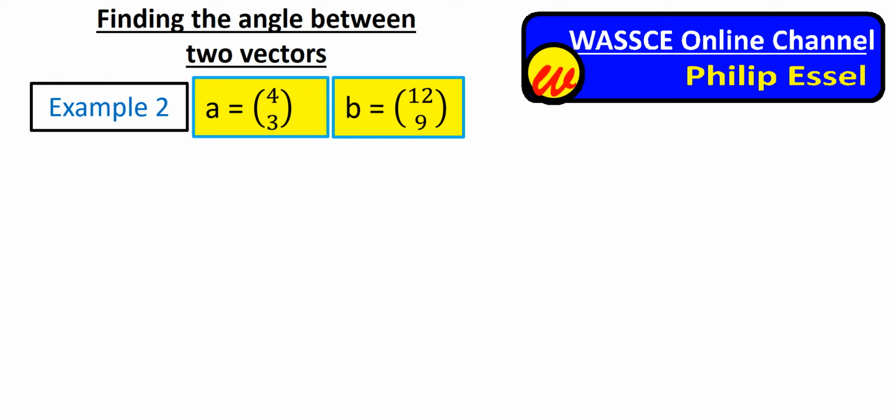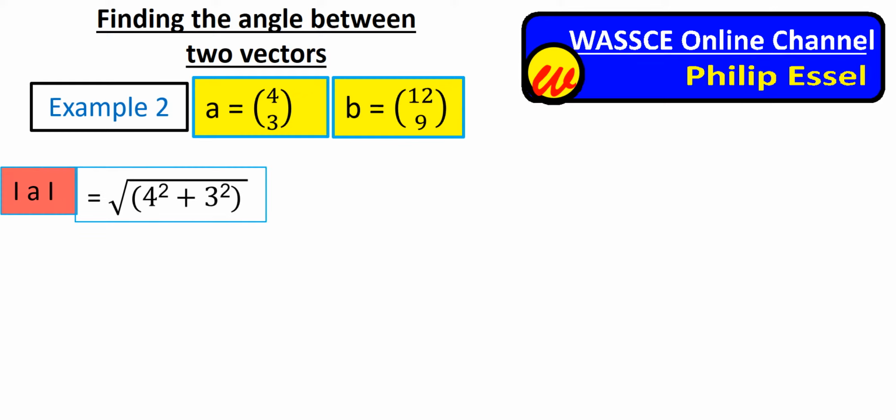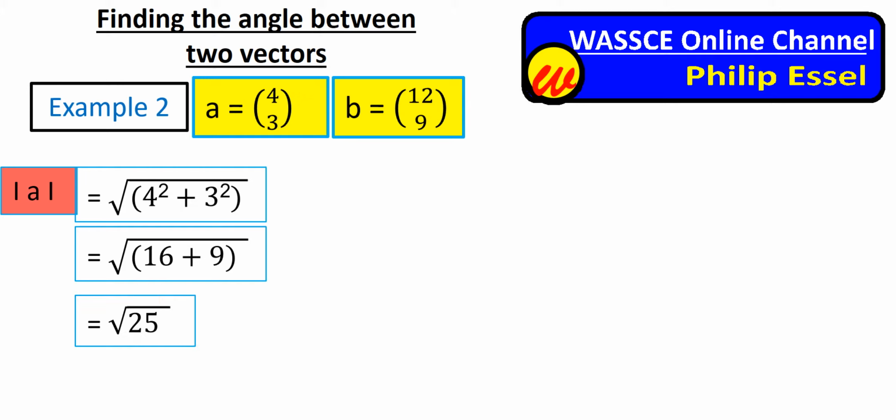Let's look for the magnitude of the vector A. The magnitude of the vector A is equal to the square root of (4² + 3²). This will give us the square root of (16 + 9), and that will give us the square root of 25. The square root of 25 is 5.